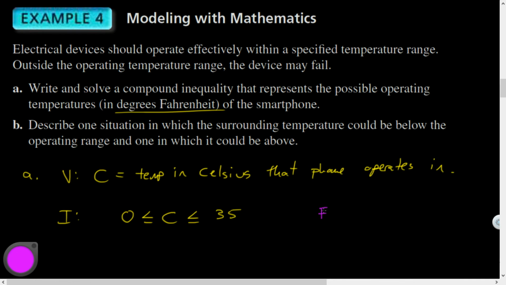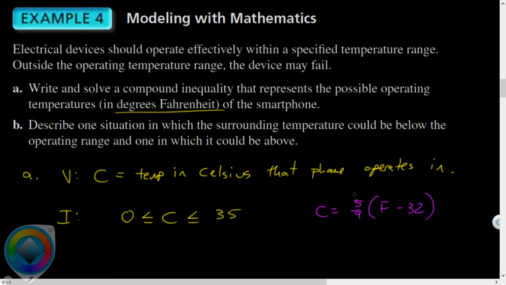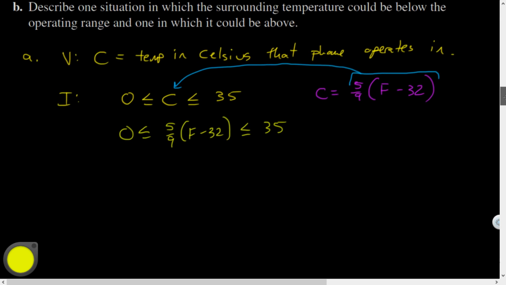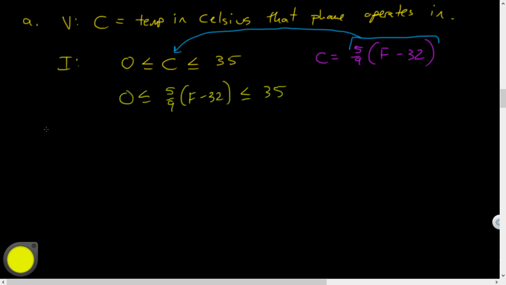Well, if I want Fahrenheit, Celsius is equal to 5/9 times the Fahrenheit minus 32. And so what I'm going to do is take this and plug it in here for C, making this problem slightly more interesting. 0 is less than or equal to 5/9 times (F minus 32), which is less than or equal to 35. And if I solve for F, I'll get my temperature range in Fahrenheit.